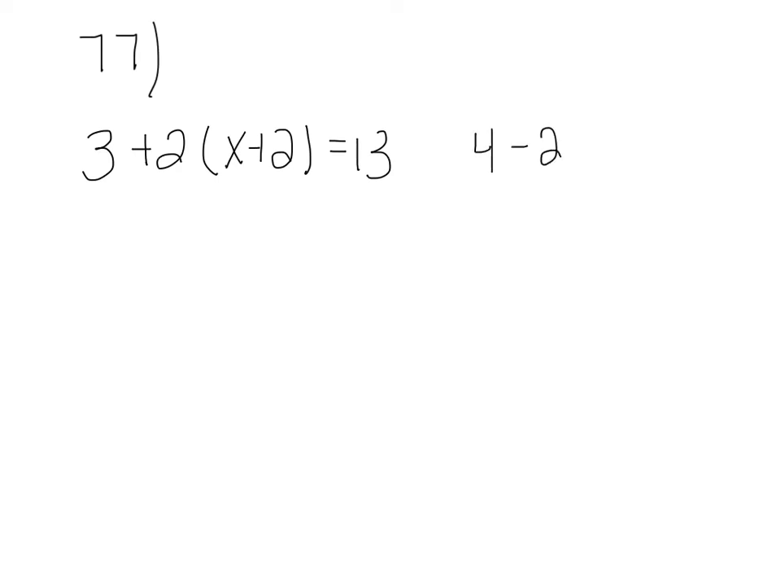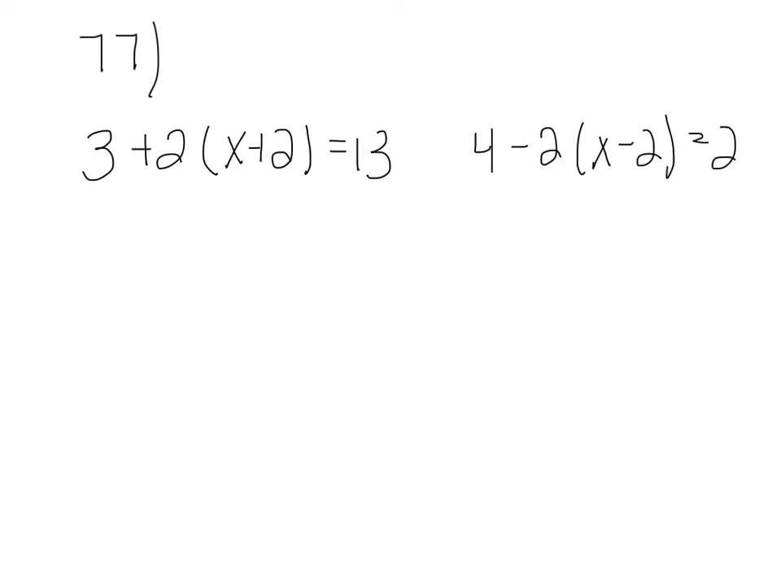So for number 77, it says which pair of equations has a common solution. So to have a common solution, they have to have the same value of the variable, or both have the same x value. I'm not going to go over all of them, but what you would do is go through A, solve them both, and then if they have two different numbers for x, you go to B. And since I know B is the right answer, I'm just going to go through the process on B. So I have 3 plus 2 times x plus 2 is equal to 13 is one of the equations that they give me. And then I also have 4 minus 2 times x minus 2 is 2.